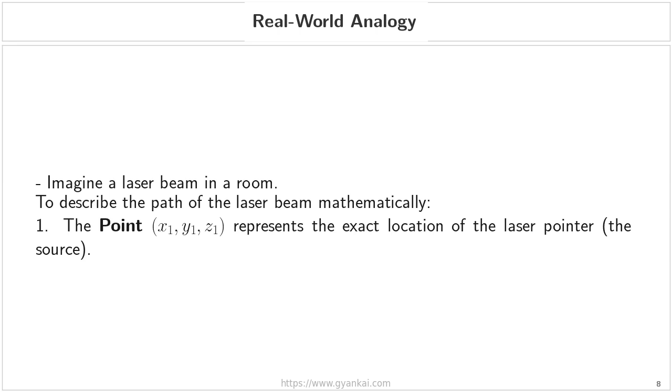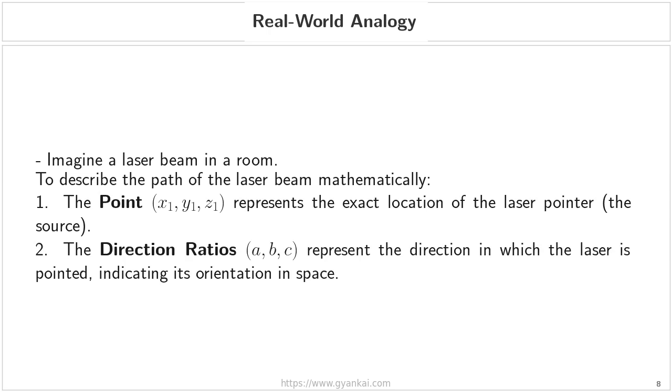First, think about the point x sub 1, y sub 1, z sub 1. This represents the exact location of the laser pointer itself, the source of the light. It is our starting position in space. Second, we have the direction ratios a, b, and c. These represent the direction in which the laser is pointed. They tell us the orientation of the beam, indicating exactly how it is angled through the room.